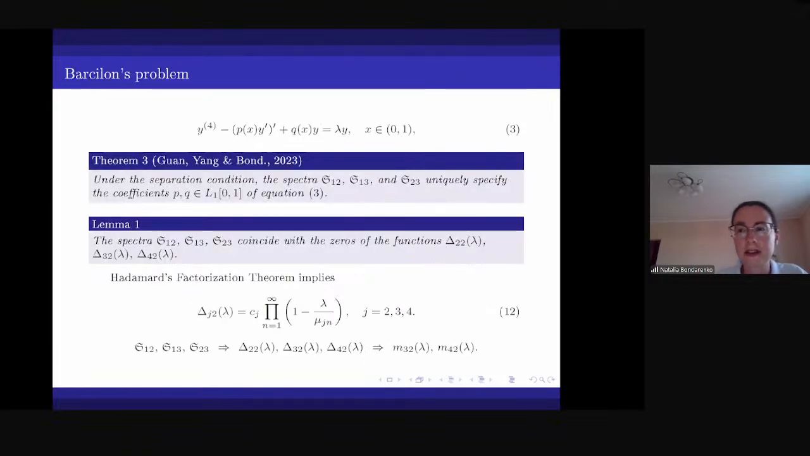And so next, let us return to our main problems and first consider Barcilon's problem. For Barcilon's problem by three spectra, theorem 3 was proved by me together with my colleagues from China. We have proved that under the separation condition, the three spectra of Barcilon's problem uniquely specify the coefficients P and Q of equation 3.